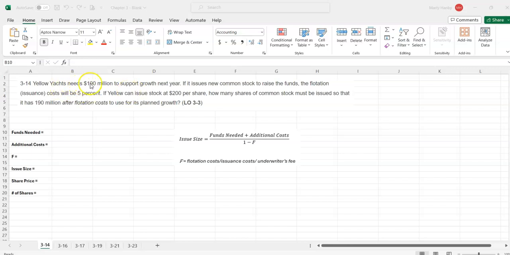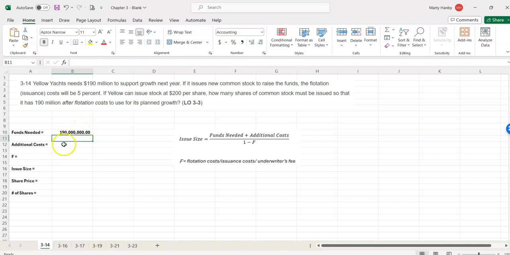So, Yellow Yachts needs $190 million to support growth next year. If it issues common stock to raise funds, the flotation or issuance costs will be 5%. If Yellow can issue at $200 per share, how many shares of common stock must be issued so that it has $190 million after flotation costs to use for its planned growth? So 190 million.